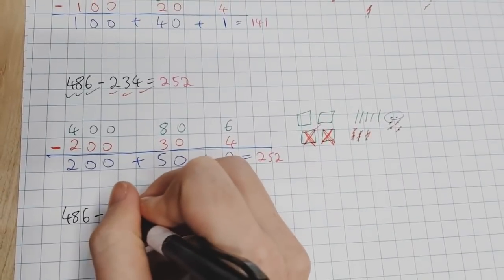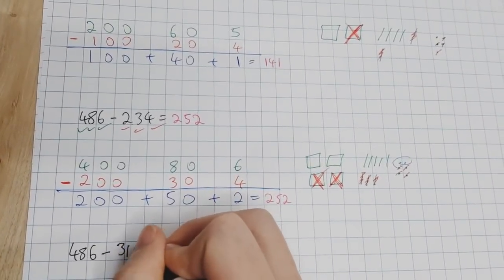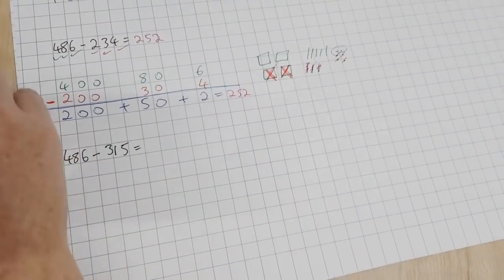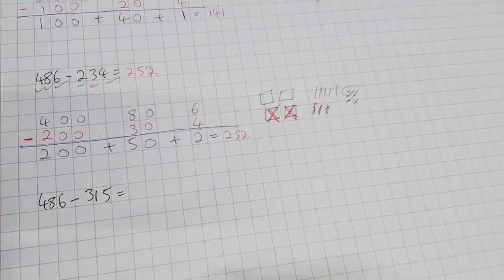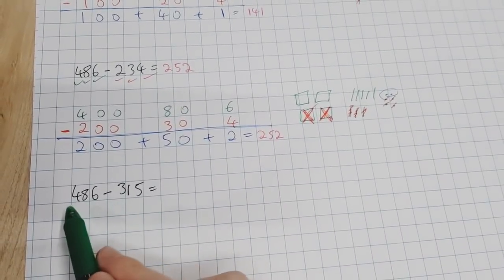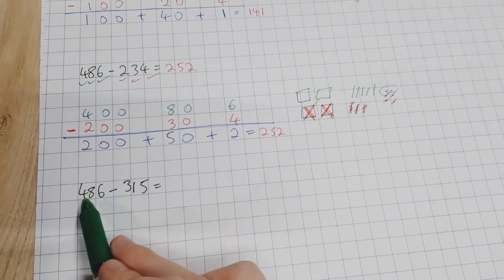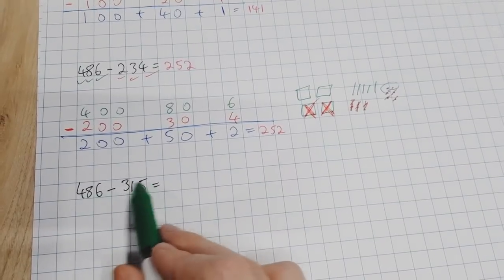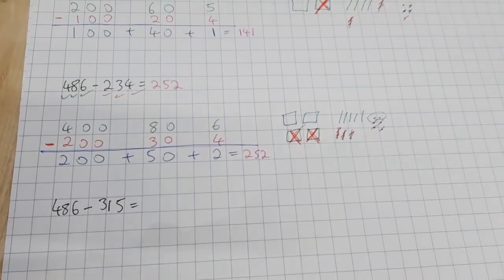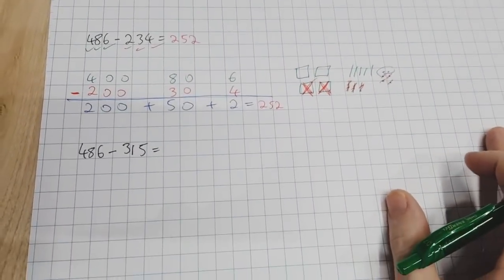486 subtract 315. We'll leave a couple of lines there just in case there's any regrouping, although you might start looking at these numbers and realising you can take 3 away from 4, you can take 1 away from 8, you can take 5 away from 6. I don't think there's going to be any regrouping here, but let's just see anyway.